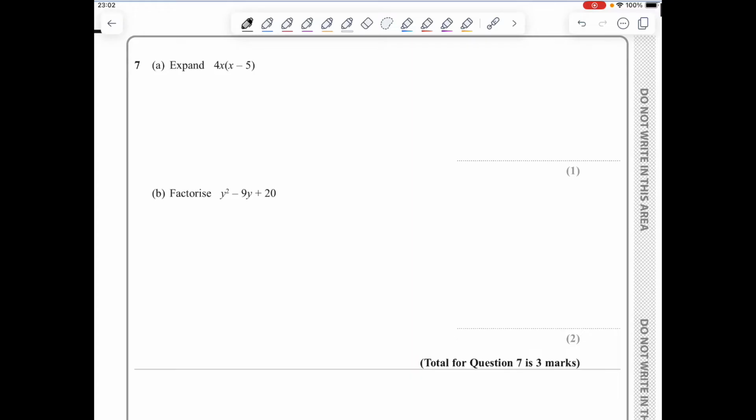In part A of question 7, expanding this expression will give me 4x squared minus 20x. And in part B, factorizing the given expression will give me (y minus 5)(y minus 4).